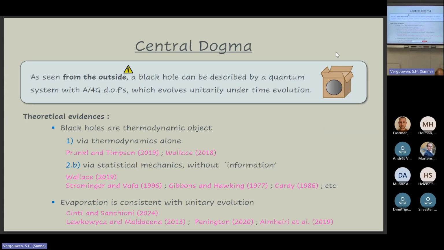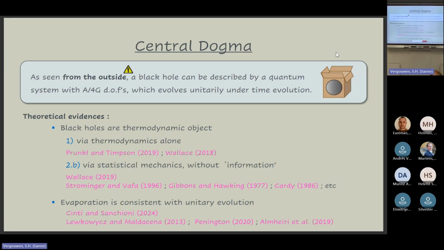It states the following: as seen from the outside, a black hole can be described by a quantum system with A/4G degrees of freedom, and this quantum system evolves unitarily under time evolution. The idea is that you put the black hole in its atmosphere in a box, and you can interact with that box. You can send signals to and receive signals from that box, and you will never be able to tell if the quantum system in that box is a black hole. What is important is that it's really a picture of the black hole from the outside. So from the outside, the black hole just appears as an ordinary quantum system.